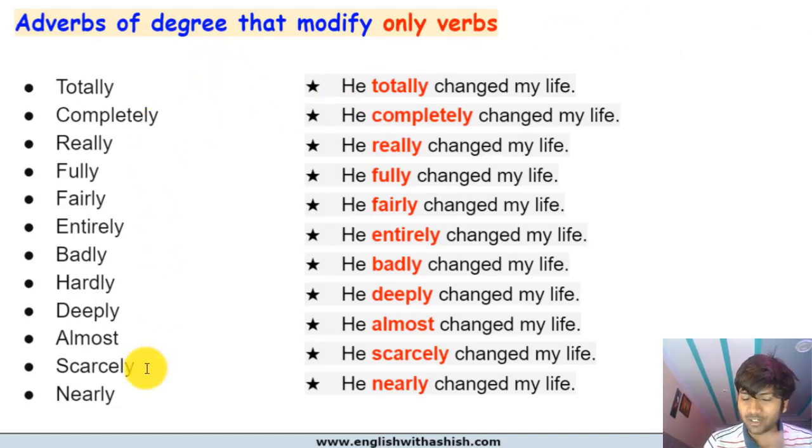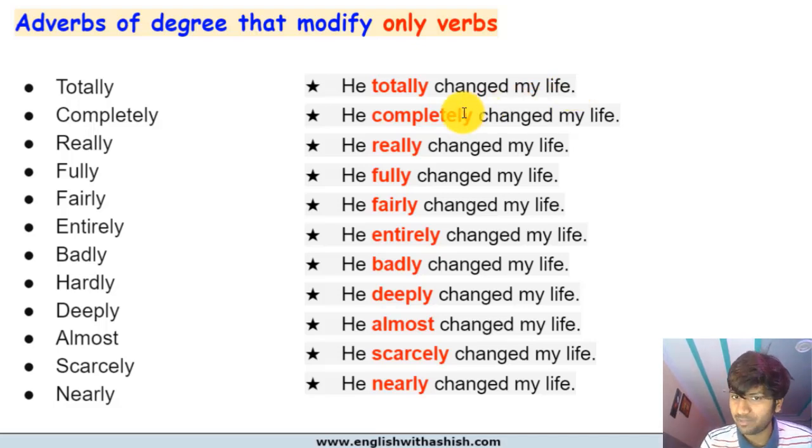These are the adverbs of degree that only modify a verb. These will not modify an adjective or an adverb. Examples: he totally changed my life. He changed my life. To what extent? Totally, positively, 100%, or maybe more than that.